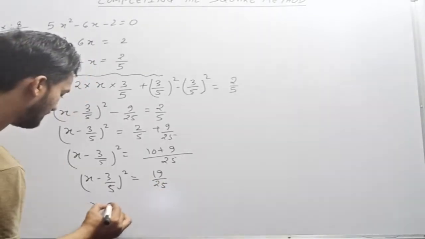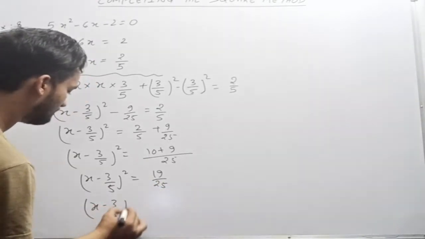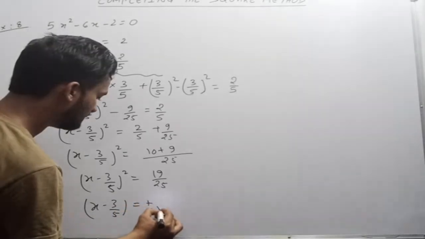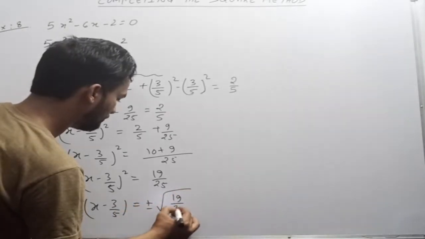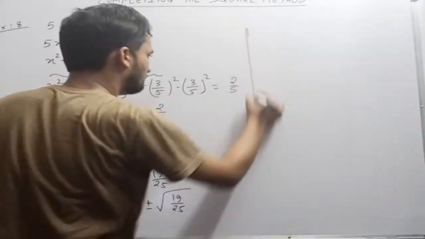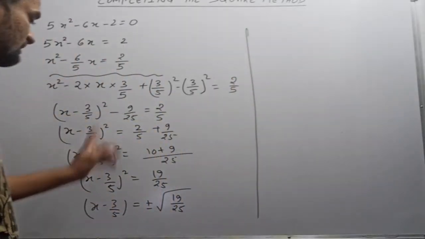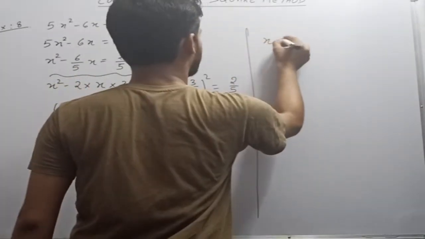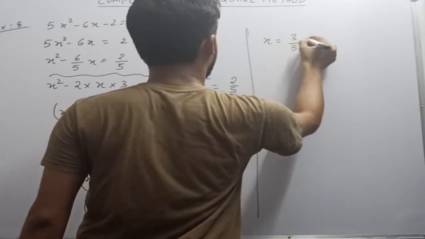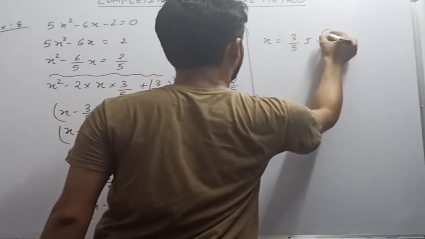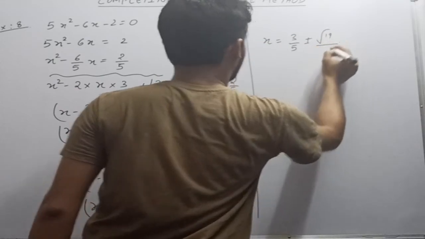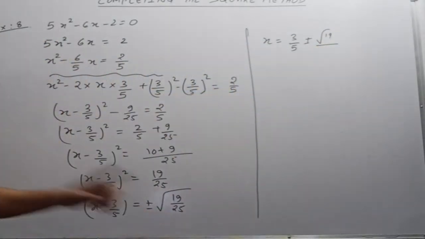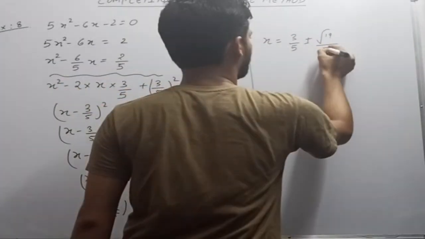So x minus 3 upon 5 must be equal to plus minus root over 19 upon 25. This minus 3 by 5 will move that side, so this will be plus 3 by 5 plus minus root over 19, and root over 25 is 5. So this will be root over 19 upon 5.